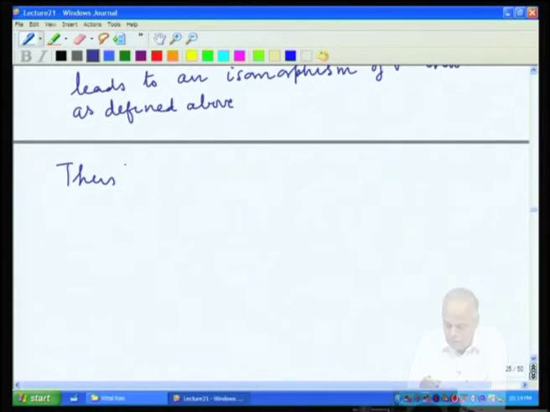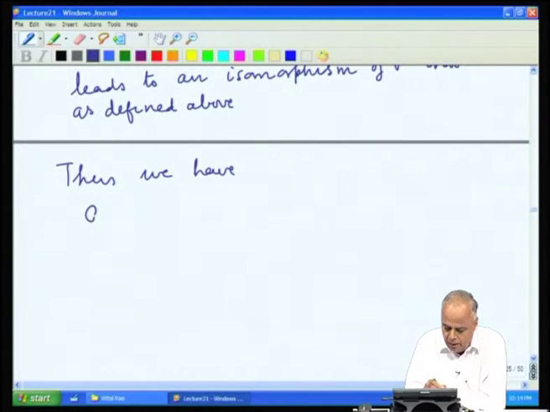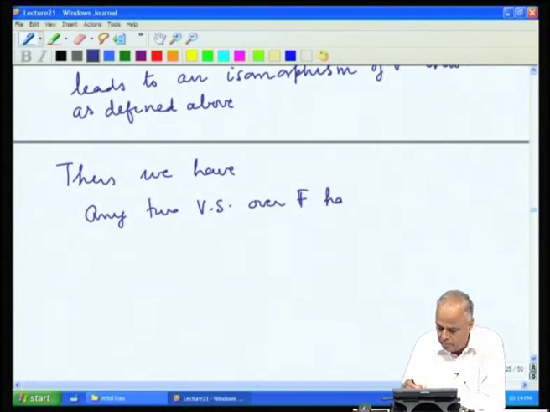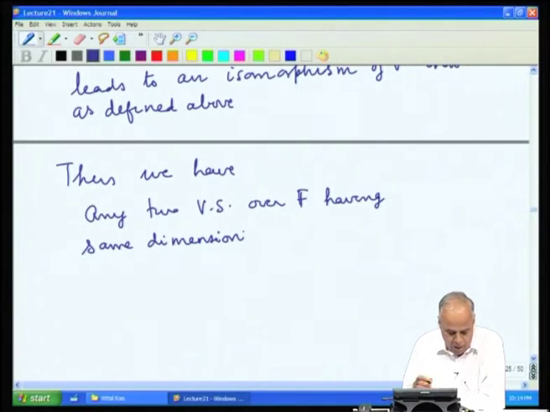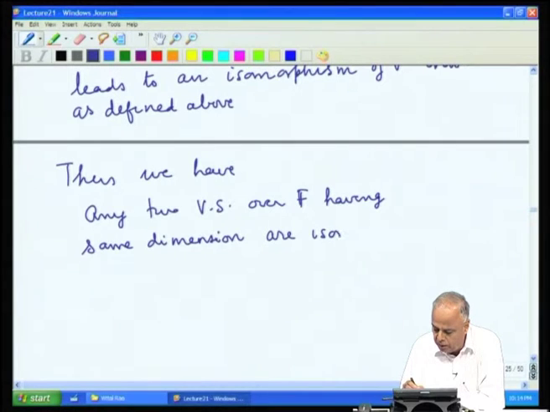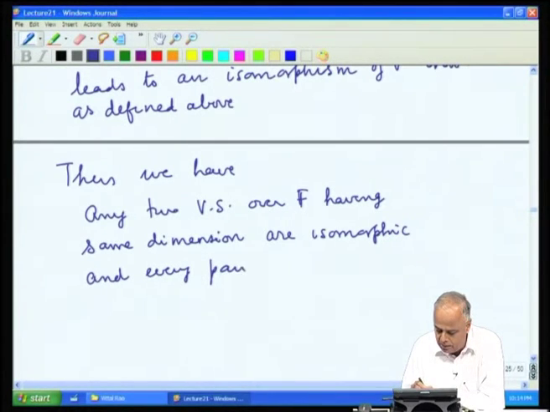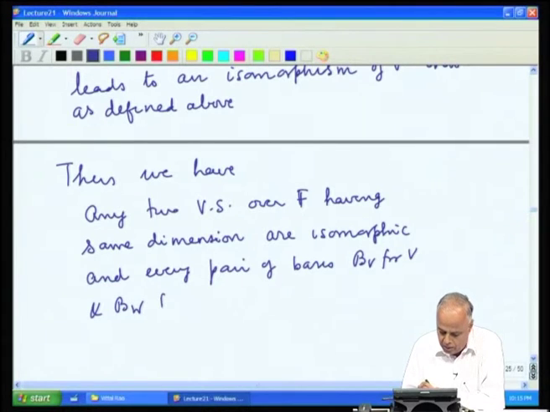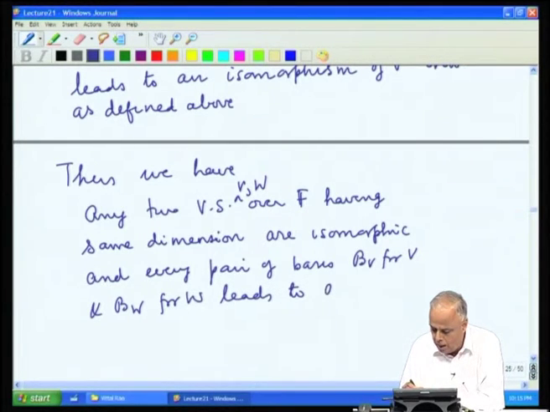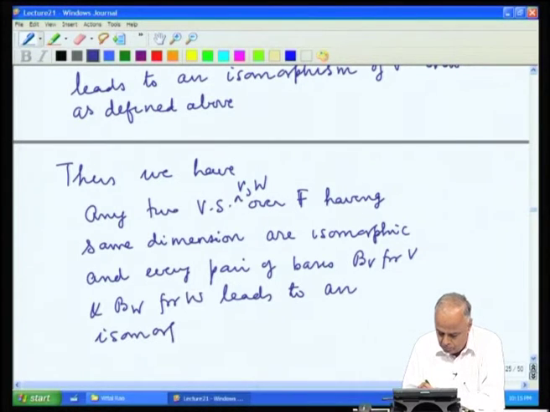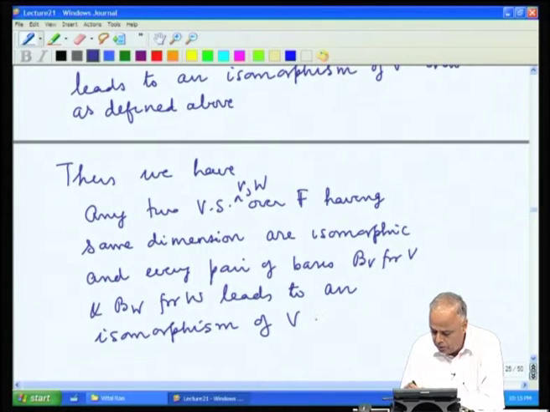So, thus we have any two vector spaces over F having the same dimension, we are assuming they are all finite dimensional, are isomorphic, and every pair of bases B_V for V and B_W for W leads to an isomorphism of V onto W.